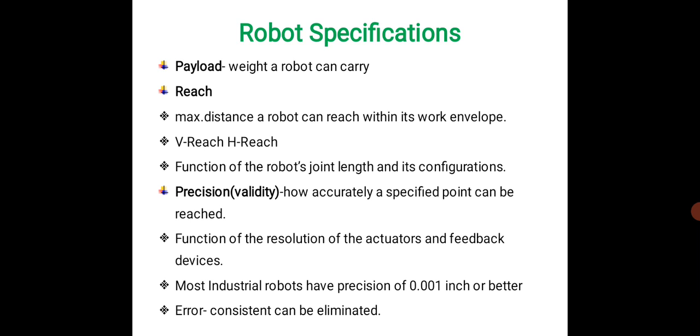The third aspect is precision. It is about how accurately a specified point can be reached. That you call precision. It is a function of the resolution of the actuators and feedback devices. Most industrial robots have a precision of 0.001 inch or even better than that. Even if you have a certain error, if it is consistent, we can eliminate it.